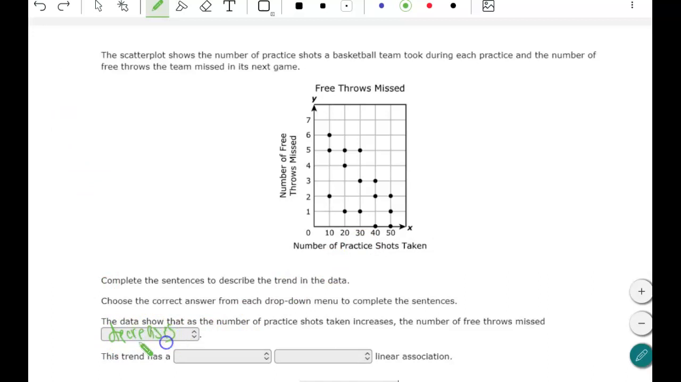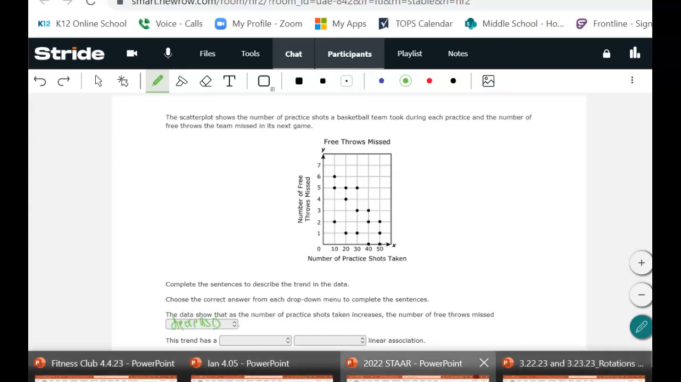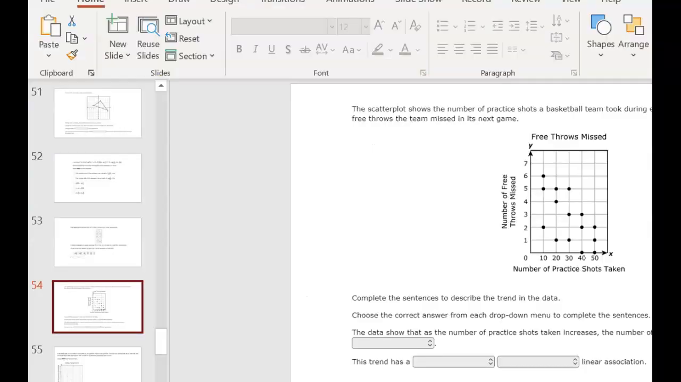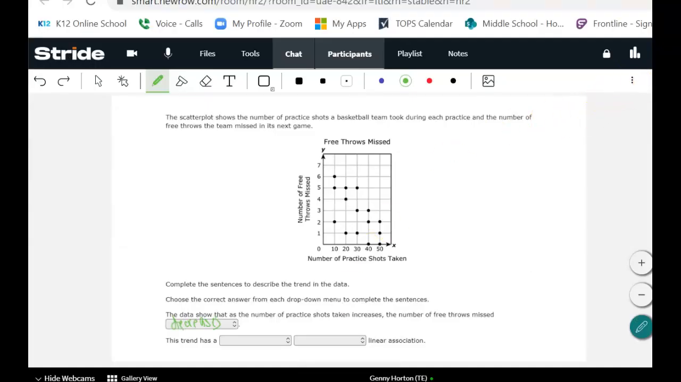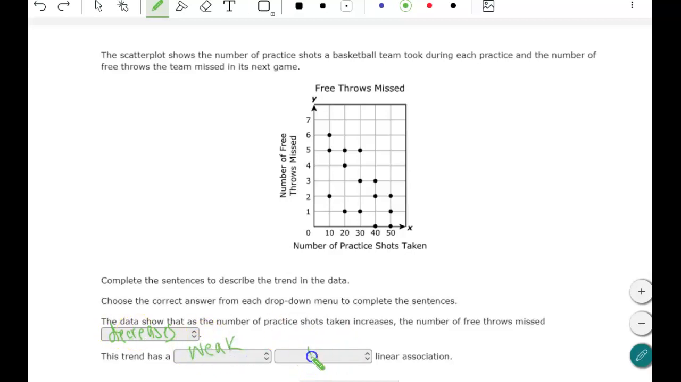All right, then it says this trend is... hold on, I do have this one on what the choices are. So it's either strong or weak and positive or negative. So we have to decide, is it a strong correlation? If it was strong, these points would be really close together or closer together, and they're not very close together. So this is weak, but it is downward, so it would be negative instead of positive. Don't overthink these things.